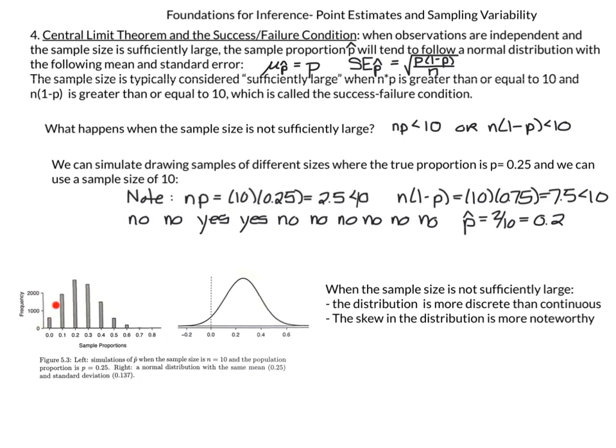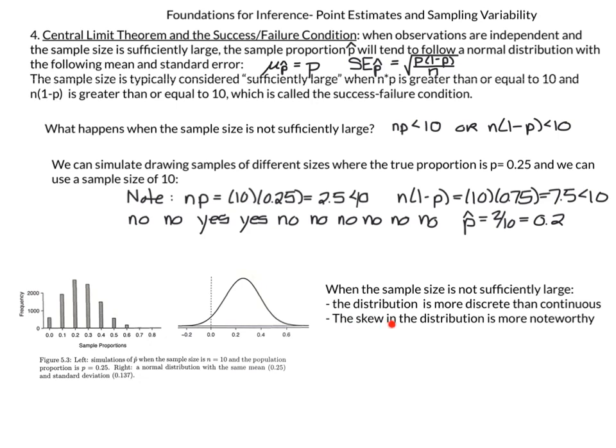So we can compare what we got with the sample that's too small versus a normal curve. This would be if the sample were sufficiently large. So when the sample size is not sufficiently large, one, we see the distribution is more discrete than continuous. If it were continuous, we'd have all these little samples in between, so it would just be this curve. But instead, we have chunks, like histogram bins.